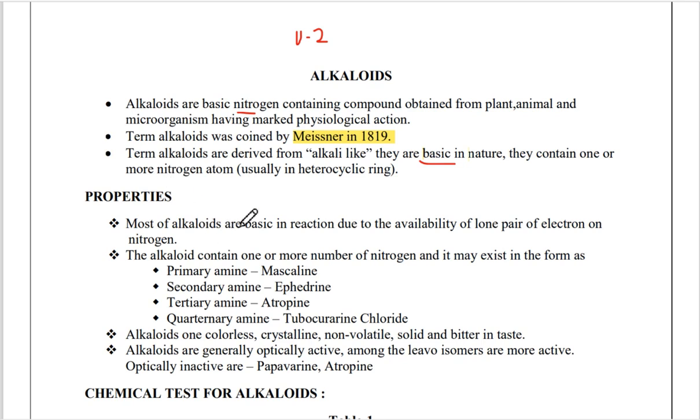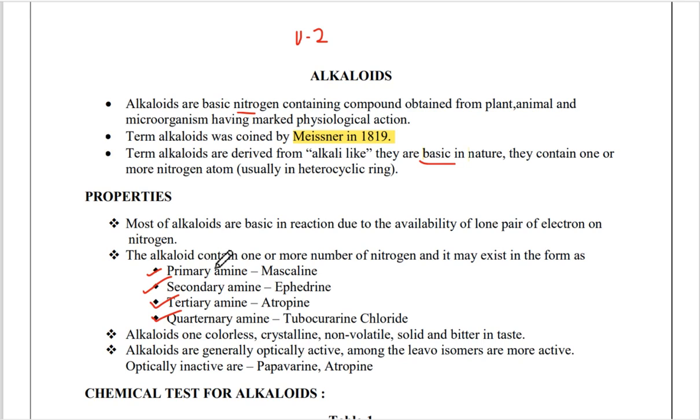The properties of alkaloids: the very first thing, they are basic in nature due to the availability of nitrogen in the heterocyclic ring, and obviously nitrogen has a lone pair of electrons, so it becomes basic. Alkaloids can contain more than one nitrogen, existing as primary amine, called mescaline, secondary amine, ephedrine, tertiary amine, atropine, and quaternary amine, tubocurarine chloride. These are the different drugs having primary, secondary, tertiary and quaternary amines in their structure. Basically, these are structural features.